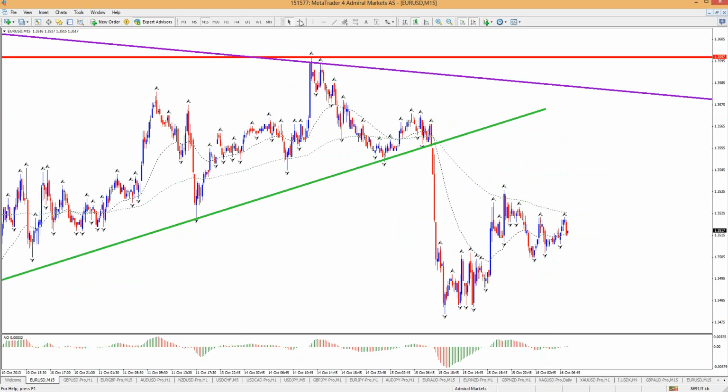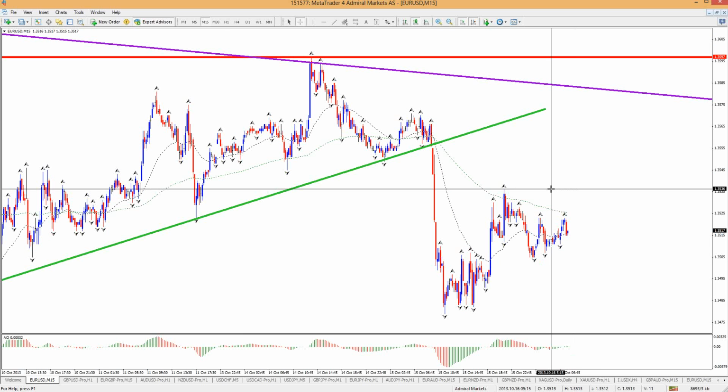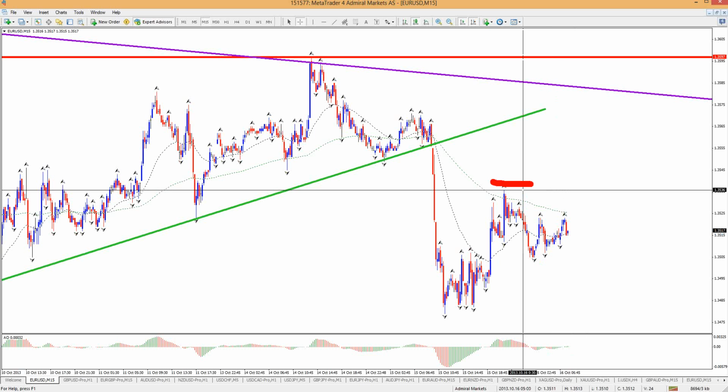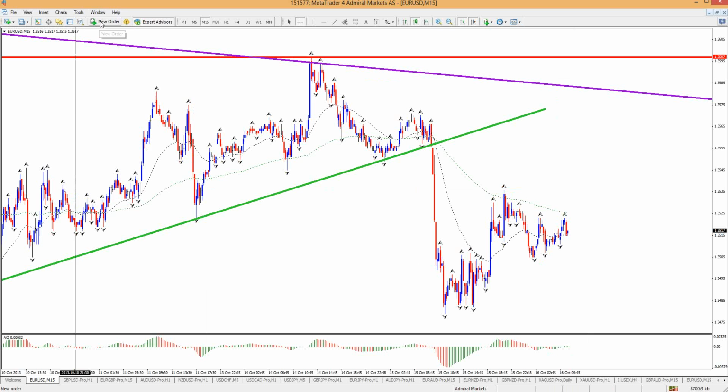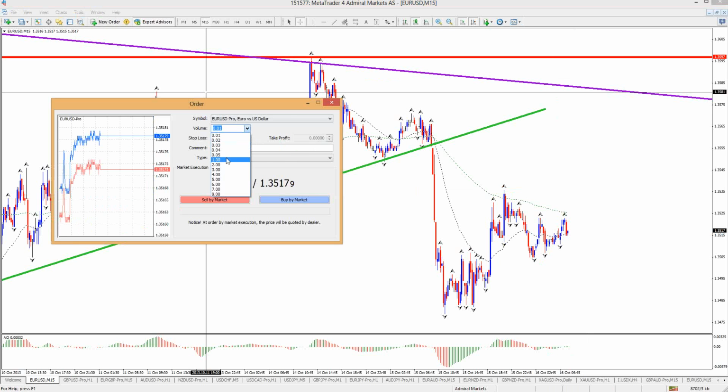So personally, I will put a stop loss probably above this top. I think that's fine. I mean, if it goes above that top, well, then probably it's doing something else than I expect anyhow.